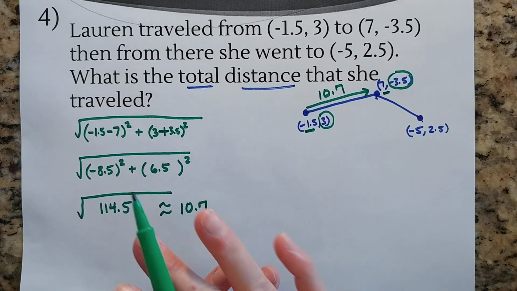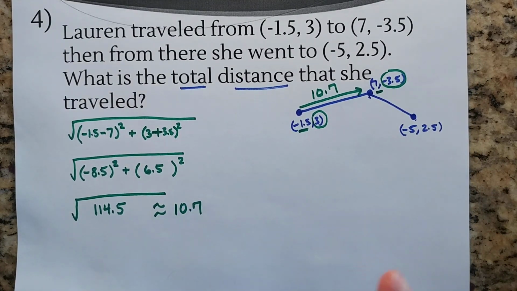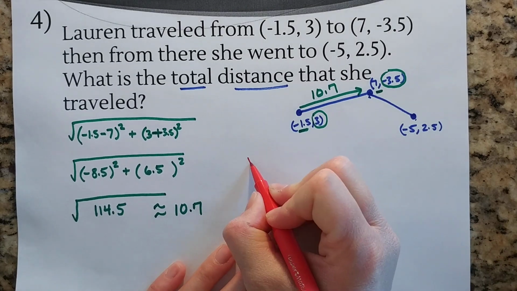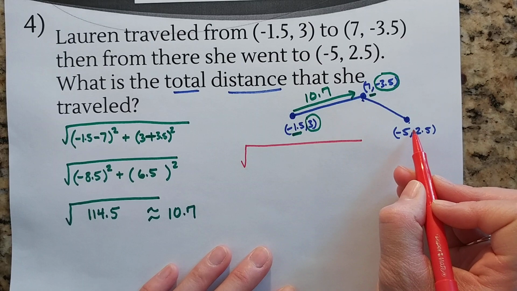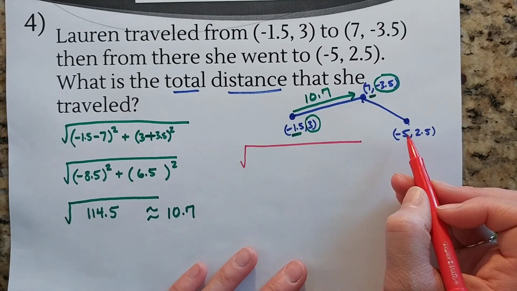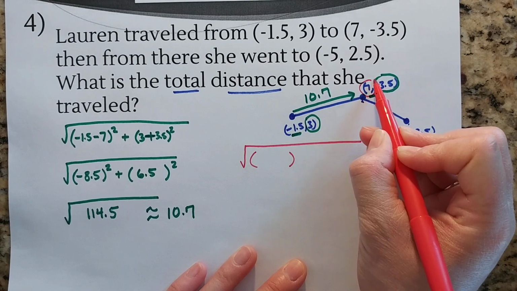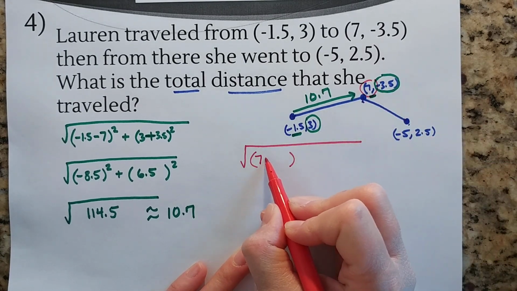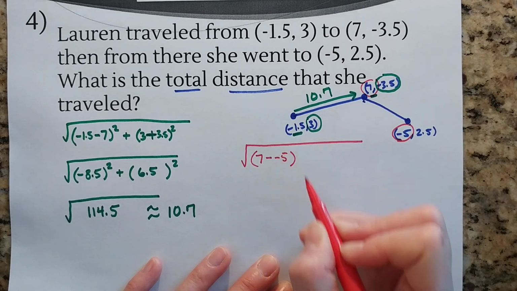Okay, well I'm halfway there. Now I need to find the second distance. So I'm going to get ready again with the distance formula. And this time I'm going from this point to this point. So you see how helpful maybe a picture is. So again, I want to subtract the x's. So here I have a 7, subtract, and this is a negative 5. 7 subtract negative 5.